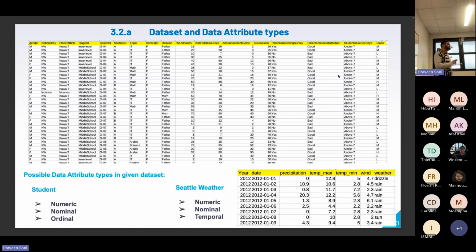Before that, I want to ask one more question: how many data attributes are there in a data set? So two questions. Data attribute means DA. Data attribute type means DAT. Anyone? Data attribute types are three. And data attributes?